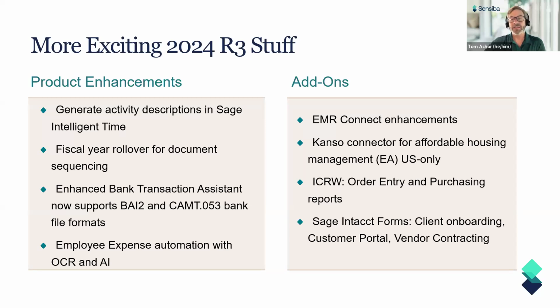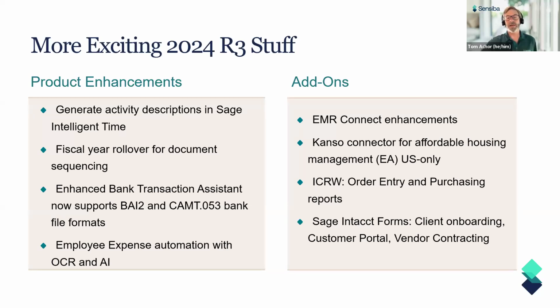And then on the add-on side, for medical practices that have EMR Connect for their medical records, there are new enhancements to that EMR Connect tool. For organizations managing affordable housing, there is now a connector to Kanza, which is the sort of gold standard for affordable housing management software. That is an early adopter for US customers only at this point.